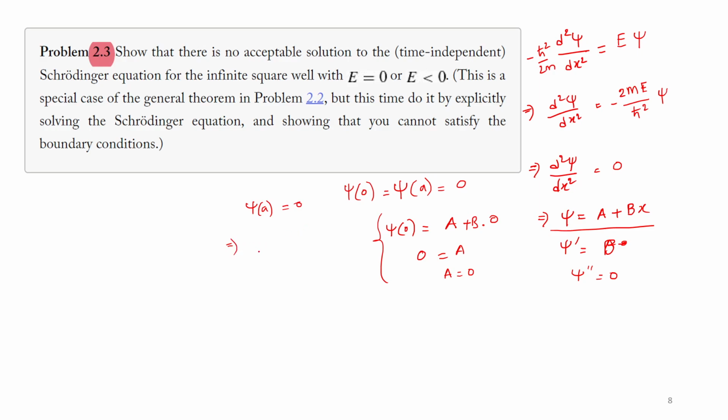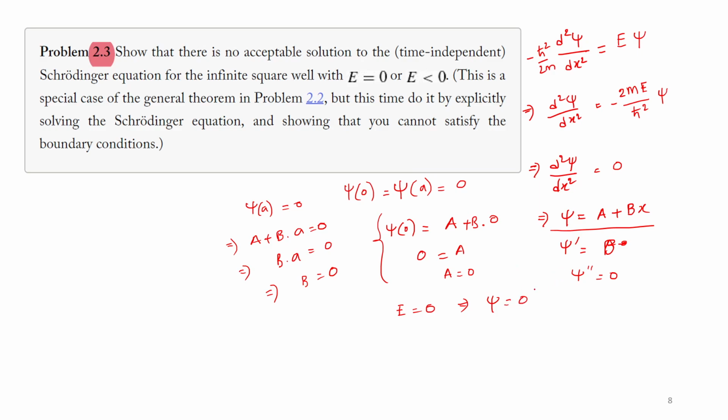Then psi of a means A plus b into a is 0. Now A we already know is 0, right? So b into a is equal to 0, and a is a length, right? a can't be 0, so b is 0. So when the energy is 0, what have we found? Everything is 0, psi is 0 everywhere, which is again not possible.